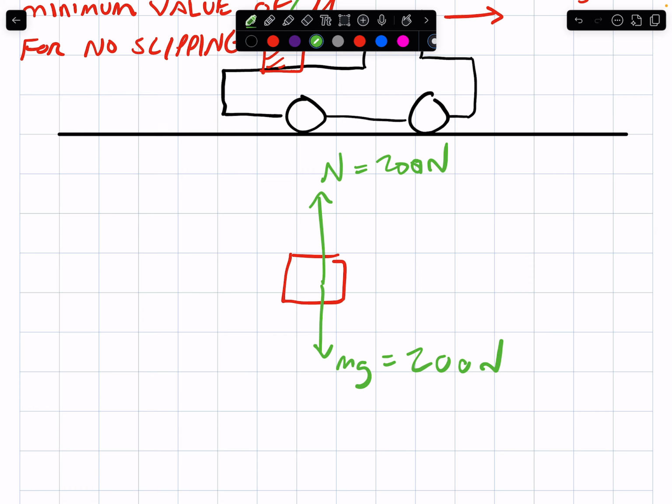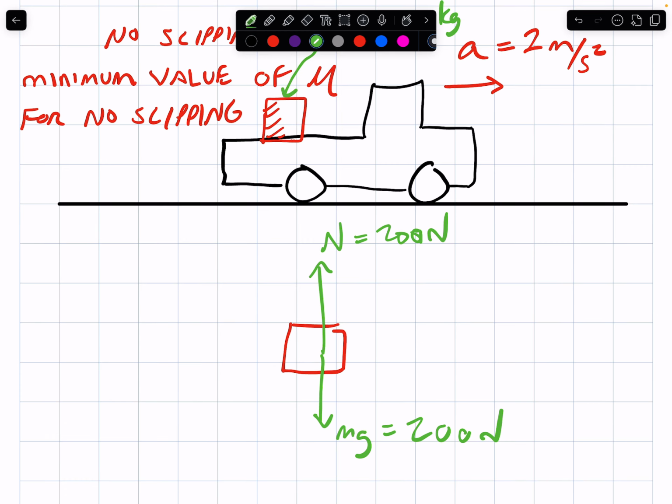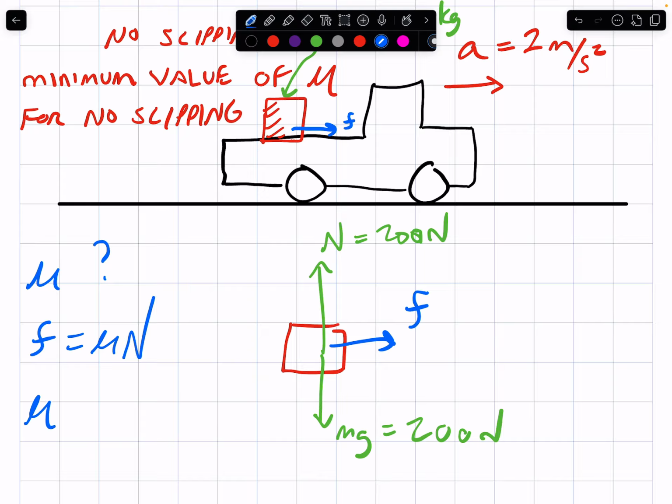And the force accelerating the box is friction between the box and the truck bed. It's friction, folks, acting towards the right. And that's it, okay? And remember, we want to find the minimum value of mu, the coefficient of friction. And so to do that, we know there's this equation for friction that looks like this. Friction is mu times N. So that means that mu is F over N.